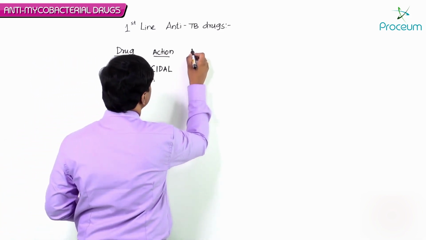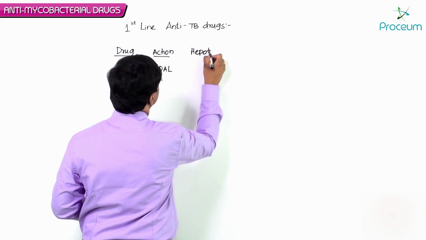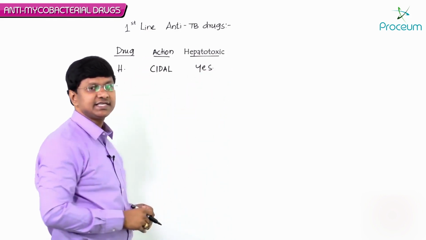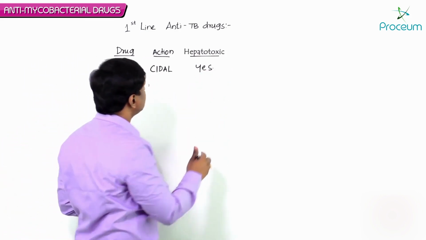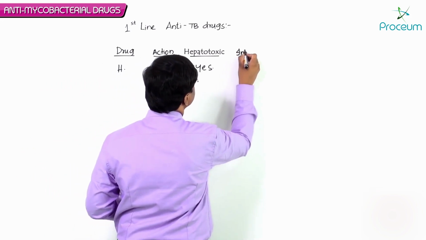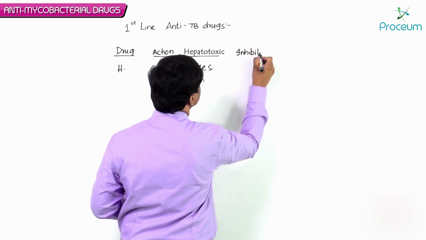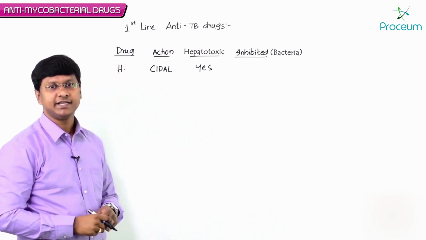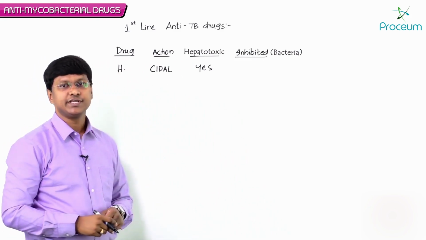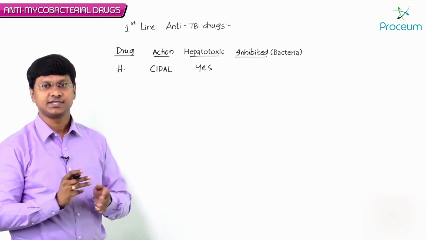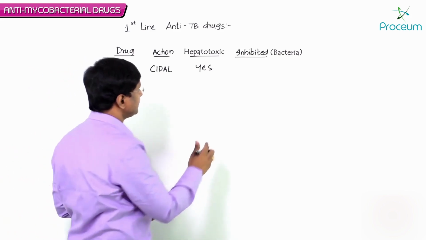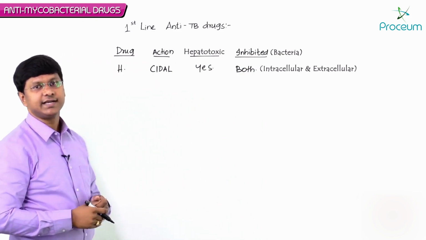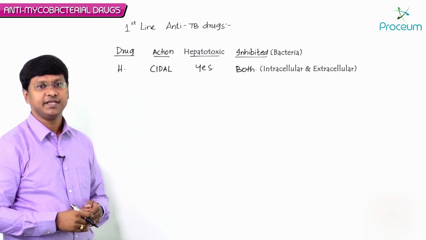Now, whether this particular drug causes hepatotoxicity: yes, isoniazid is hepatotoxic. And if you see the bacteria which are inhibited, with isoniazid both intracellular and extracellular organisms will be inhibited.